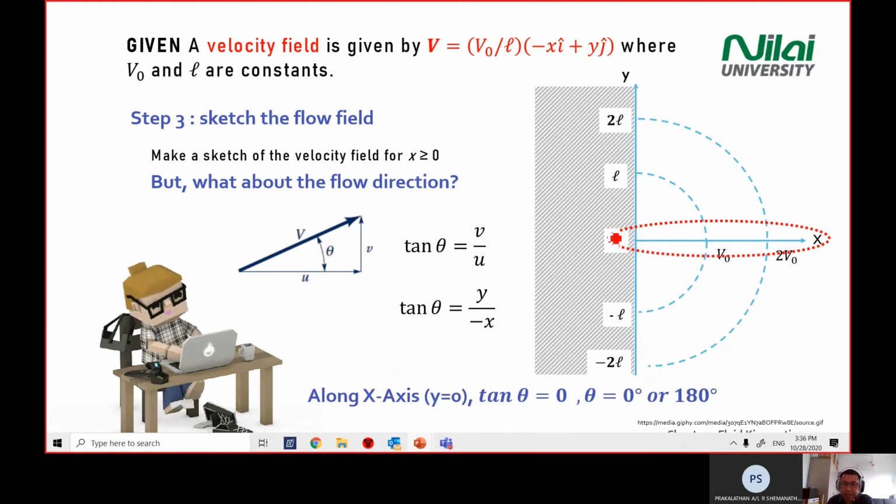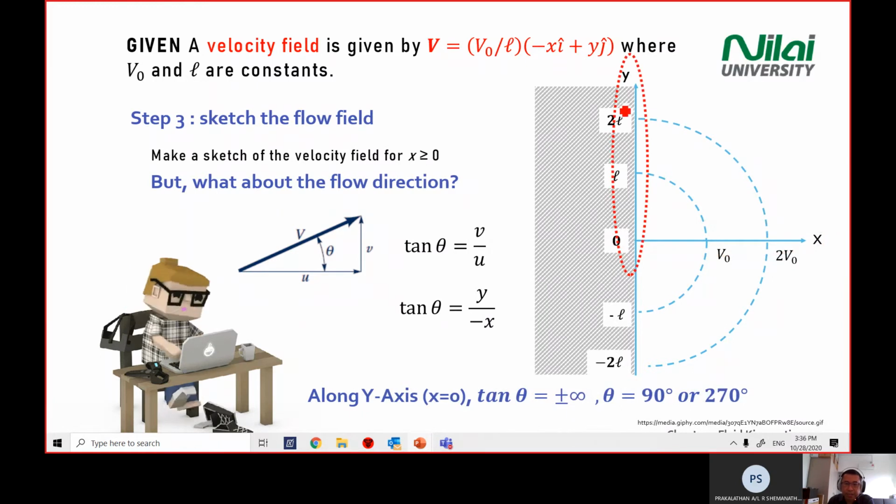We look at the x-axis as highlighted on the screen here. So along the x-axis, our y value is 0. So our tan theta equals 0 because 0 divided by something is 0. So tan theta equals 0, your angle is either 0 or 180 to get 0. Means it's either this way or the other way, 180. The angle is measured from the x-axis.